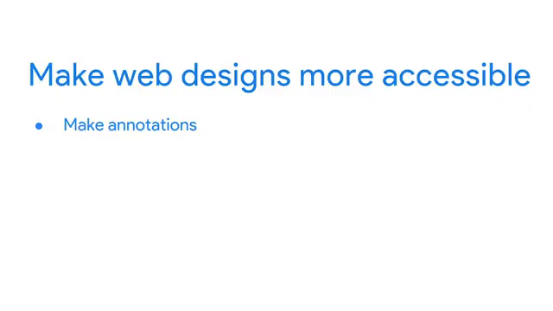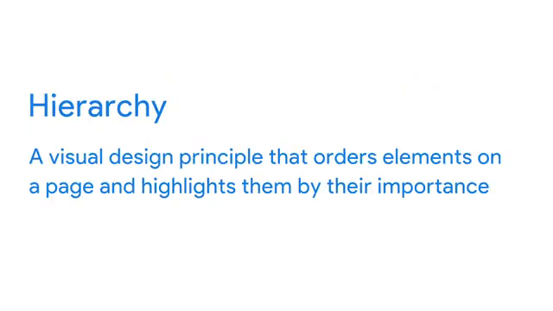A second way to make your web designs more accessible is with hierarchical headings. Earlier in the program, you learned about hierarchy, a visual design principle that orders elements on a page and highlights them by their importance. Headings are a great example of how hierarchy can help users navigate a web page by selecting from the screen reader menu options more easily.